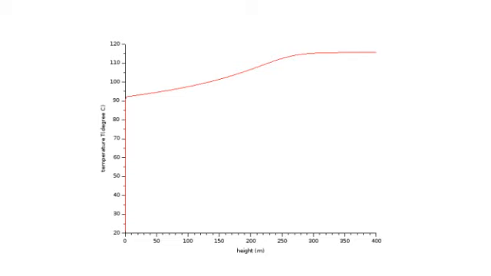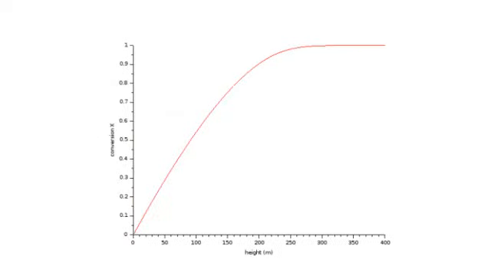And when you plot the data obtained from these Scilab codes, this is the first figure you will get. This is a graph between height and temperature, and this is the second graph between height and conversion. You can see that 90% conversion is reached when the height is about 200 meters.